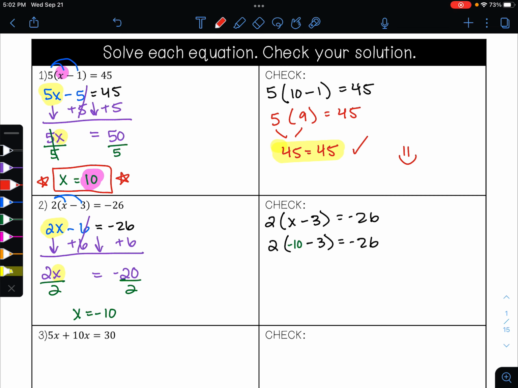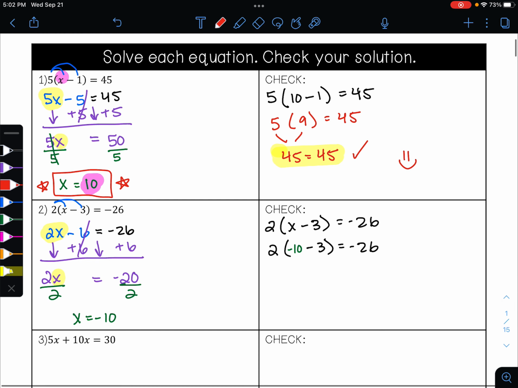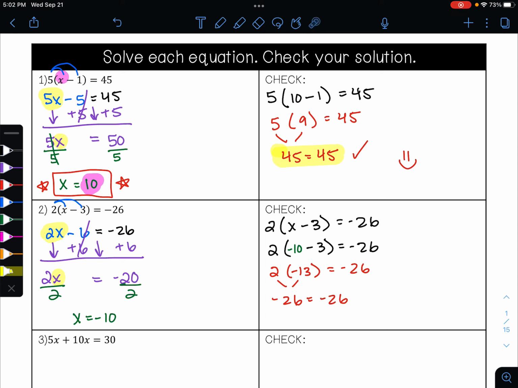So now I'm going to use the order of operations, meaning I'm going to do parentheses first. And so I'm going to have negative 10 minus 3 is negative 13. 2 times negative 13 is negative 26. Does negative 26 equal negative 26? Yes. So we have done that correctly. Negative 10 is our solution. Negative 10 is our answer.